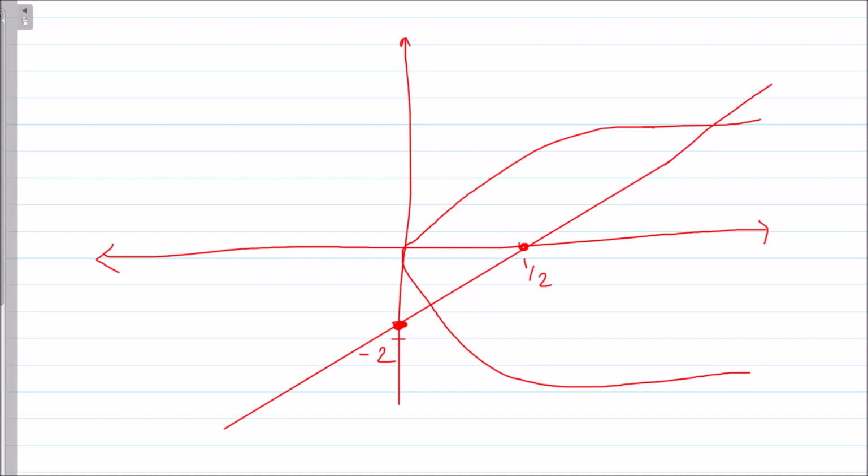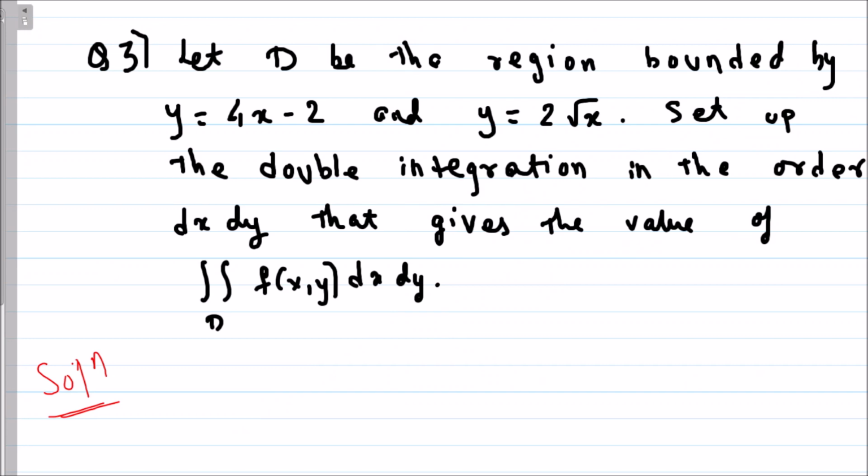This is what I have. Consider this bounded domain, the region. Now here, what is this? y equals 4x minus 2, y equals 2 root x. Now what they have said, you have to set up the double integration. That means you have to find the limits for x and y. What is the order? dx dy.